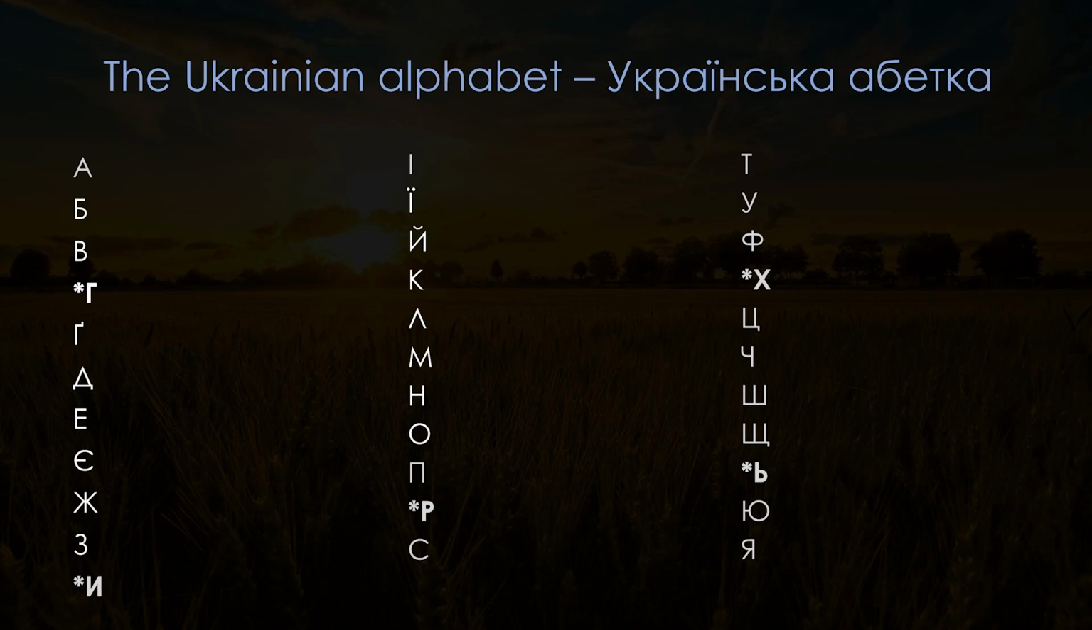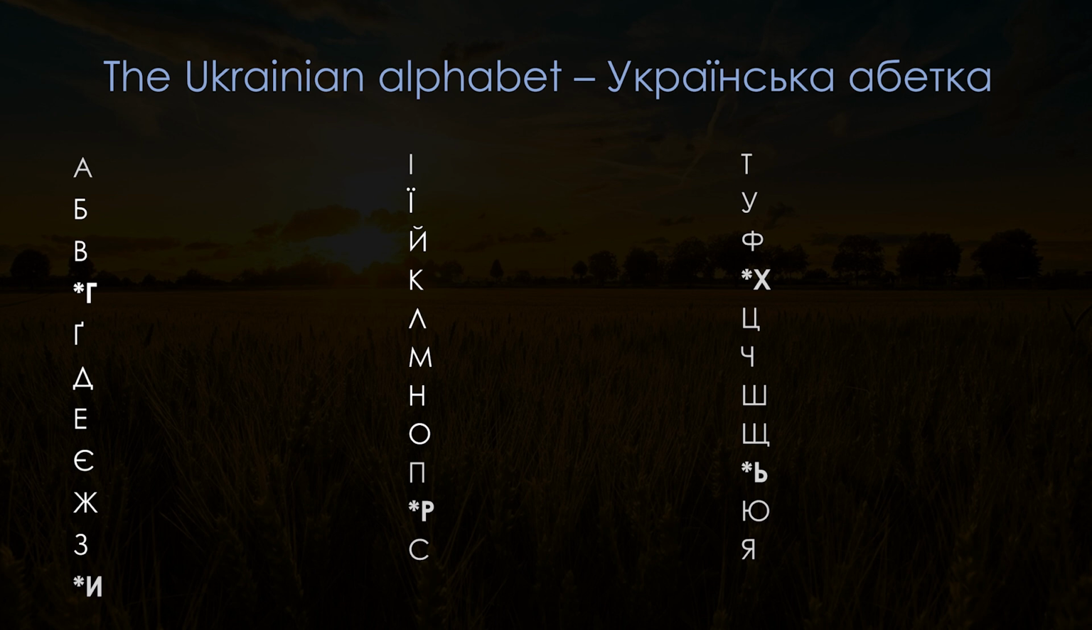In this first lesson, we're going to learn the Ukrainian alphabet, Українська Абетка. It is based on the Cyrillic script and consists of 33 letters. Unlike English, Ukrainian is read the same way it's written, which makes things much simpler.